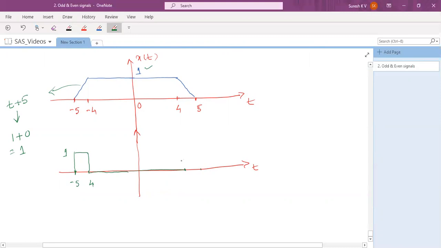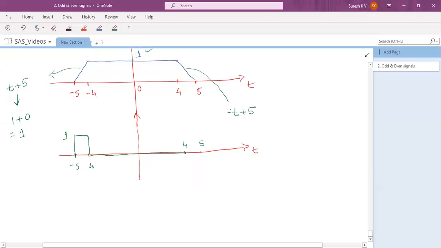Again, from 4 to 5, the signal here is minus t plus 5. So if you differentiate it, I'll get minus 1. So the value is minus 1. So you get two pulses, one between minus 5 to minus 4 and another between 4 to 5. And all other values here are 0 because the differential of a constant is 0. So this is how the differentiated output looks.